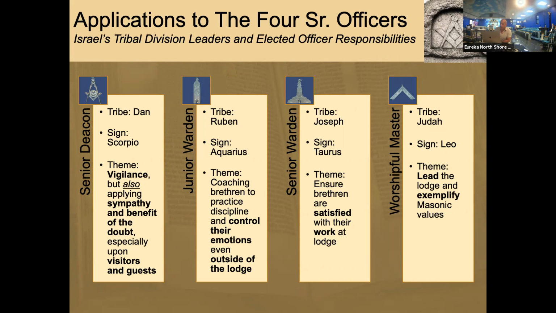The tribe of Dan's symbolism correlates well with the senior deacon's duties. The tribe of Reuben's symbolism correlates well with the junior warden's duties. The tribe of Joseph's symbolism correlates well with the senior warden's duties, and the tribe of Judah's symbolism correlates well with the worshipful master's duties.